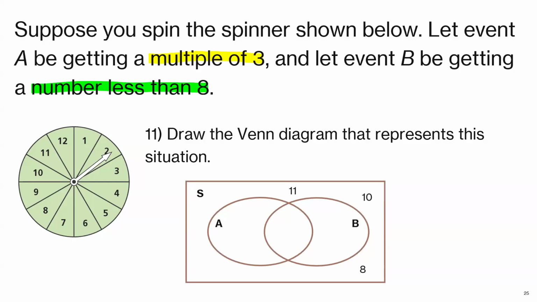The intersection of A and B would consist of multiples of 3 that are less than 8. So both of those things happening at once. So that includes 3 and 6. The other multiples of 3, but that are not less than 8, are 9 and 12. So those are only in the oval for A that's specific to just A. And then all of the numbers less than 8 that are not multiples of 3, so part of B but not part of A, are 1, 2, 4, 5, and 7. So they exist in the B section. Okay, so there's your Venn diagram.